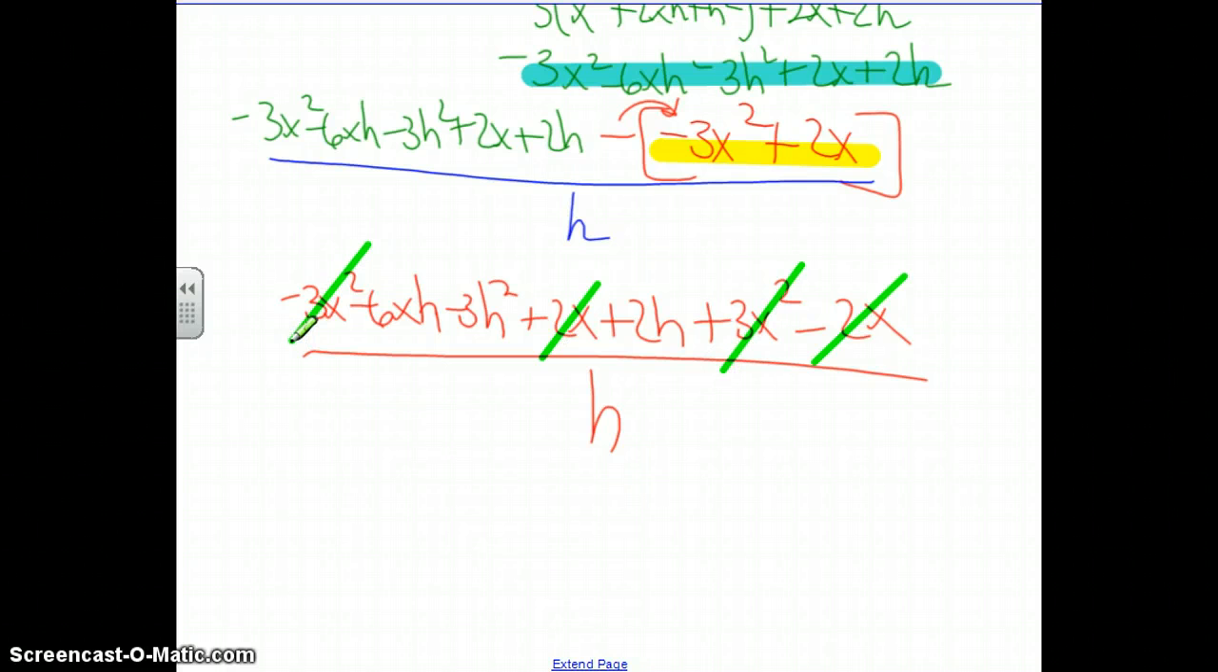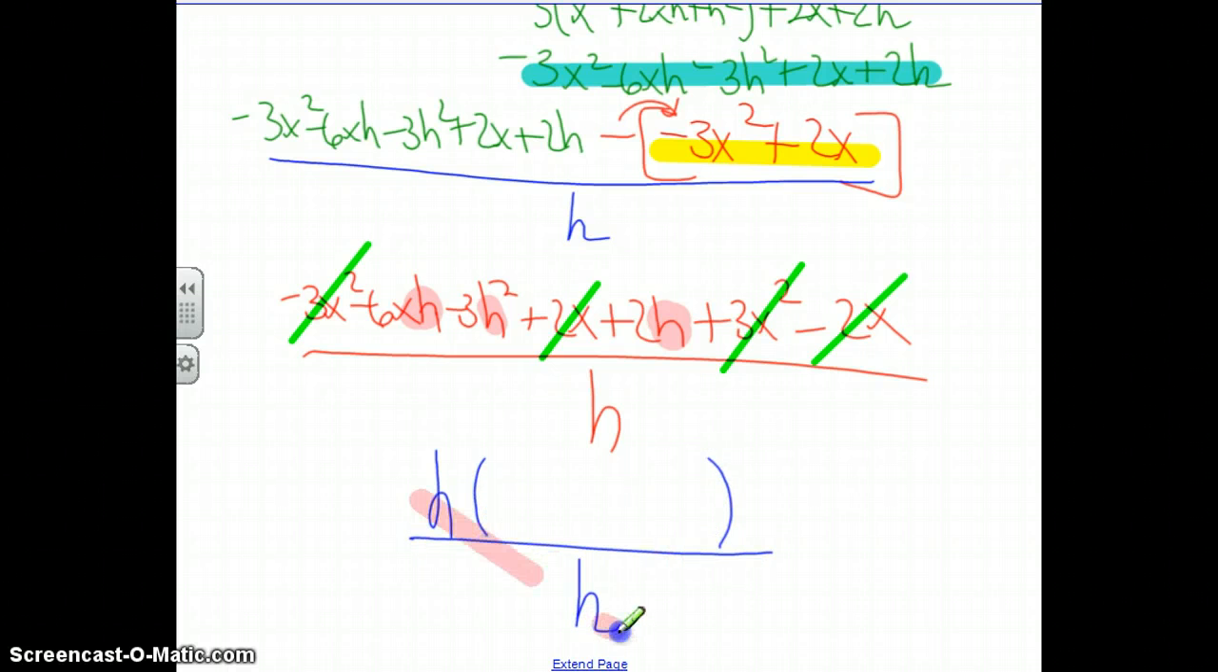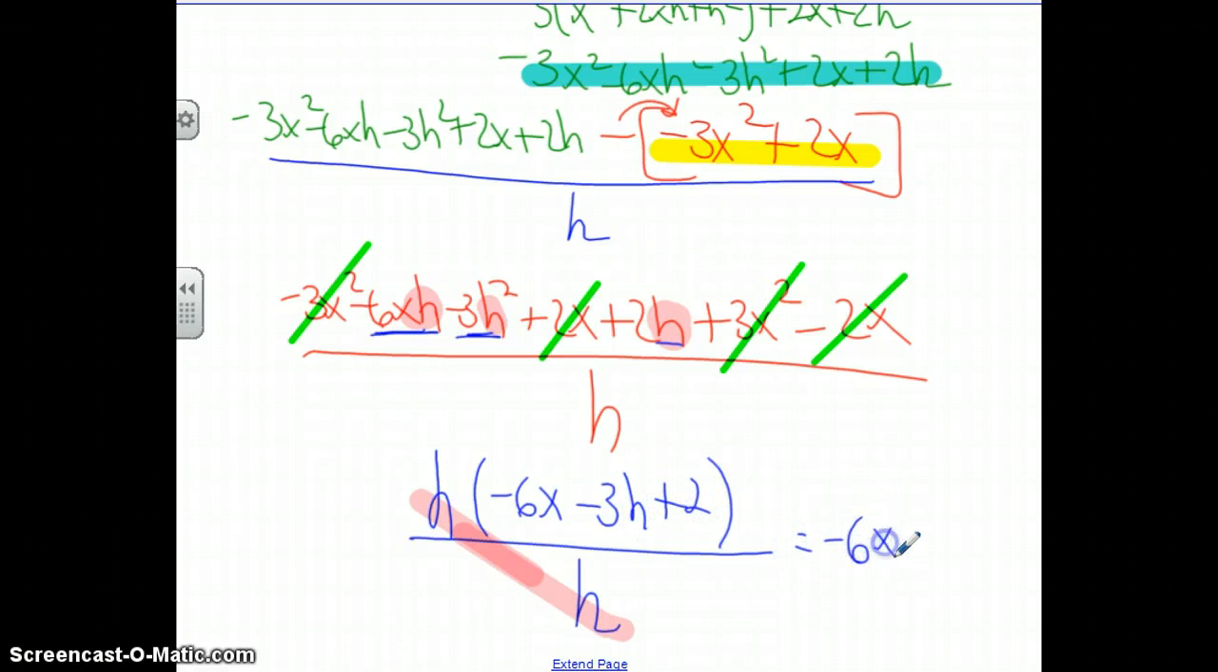And then I'm seeing something else kind of interesting. Each of these terms, the three terms that are left, has an h in it. So I'm going to factor out an h so that my final step, I'll be able to cancel that h. So what's left? If I factor out an h from each one of these terms, I'm left with negative 6x minus 3h plus 2. And that's going to be the final answer. Negative 6x minus 3h plus 2.